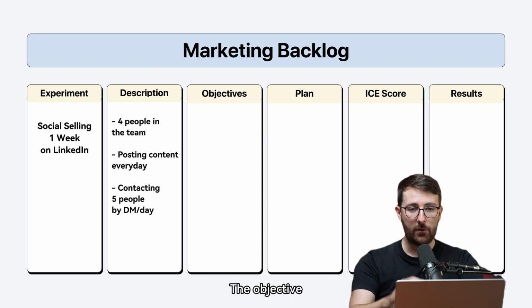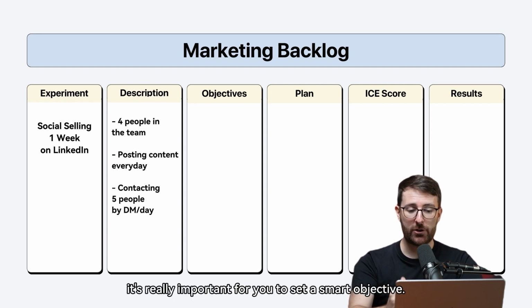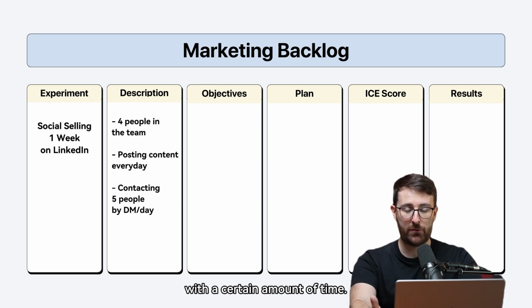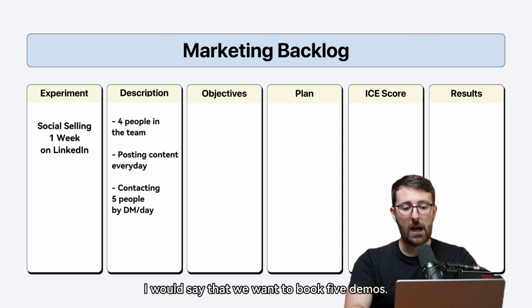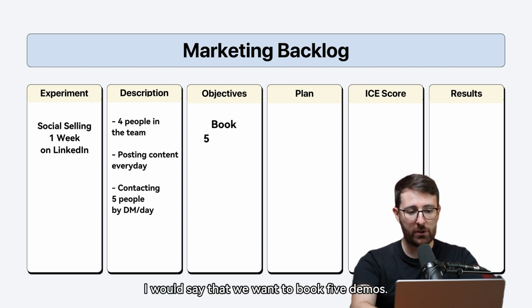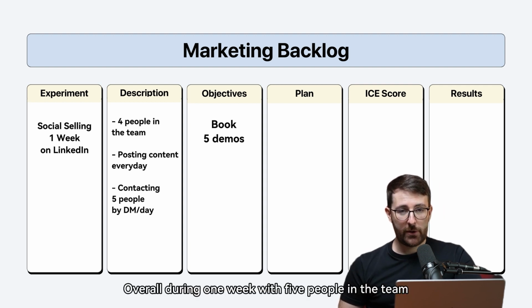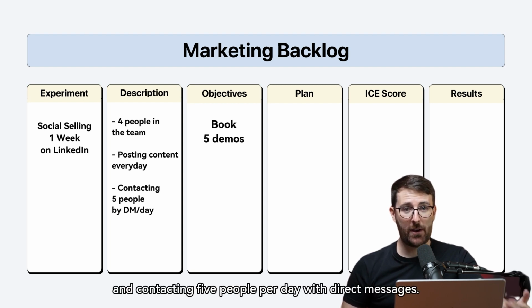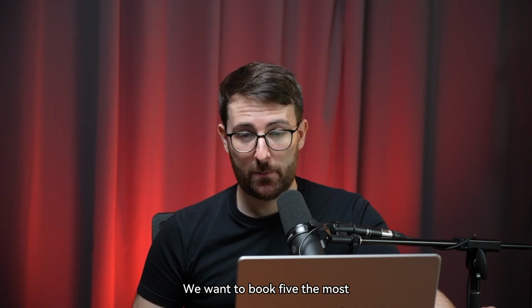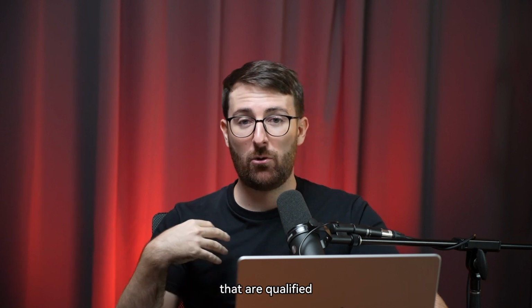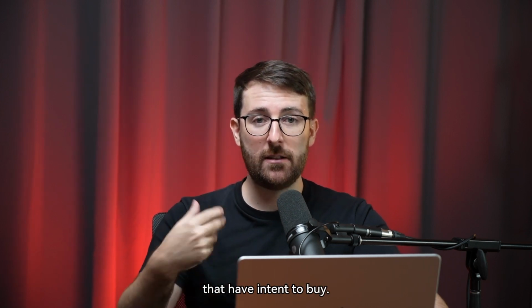Then the objective. It's really important for you to set a SMART objective, meaning that it's a figure that you want to achieve within a certain amount of time. So in objectives here, I will say that we want to book 5 demos. So overall, during 1 week, with 5 people in the team posting every day and contacting 5 people per day with direct messages, we want to book 5 demos, meaning that the sales team will be able to talk to 5 people that are qualified, that have intent to buy.